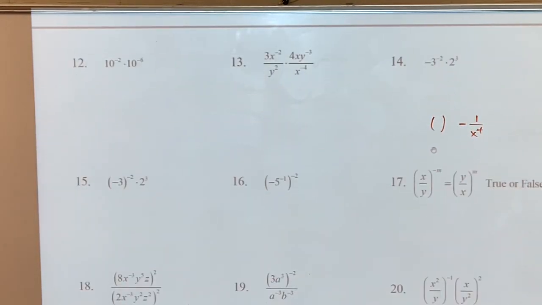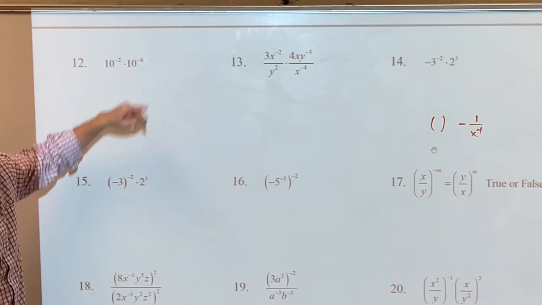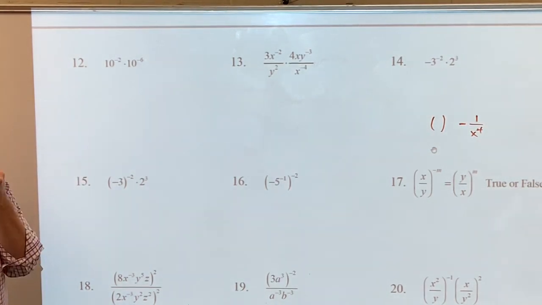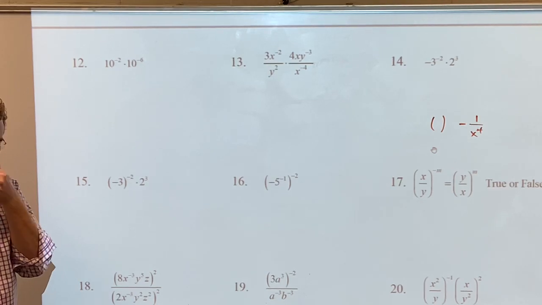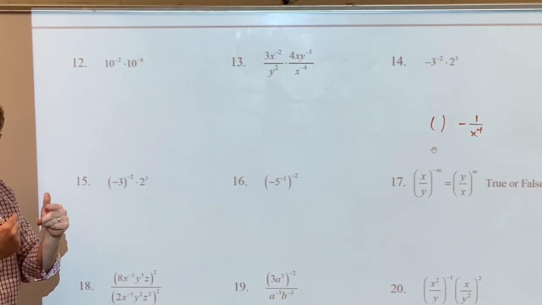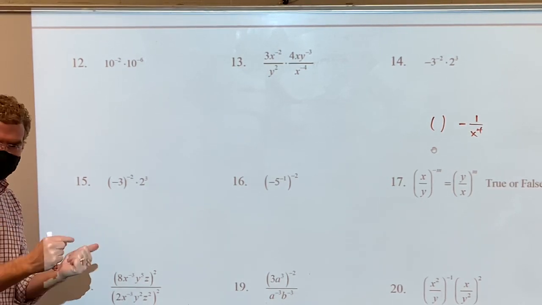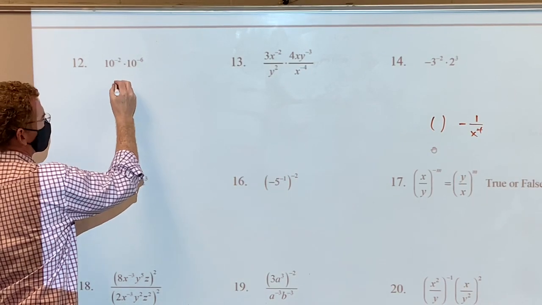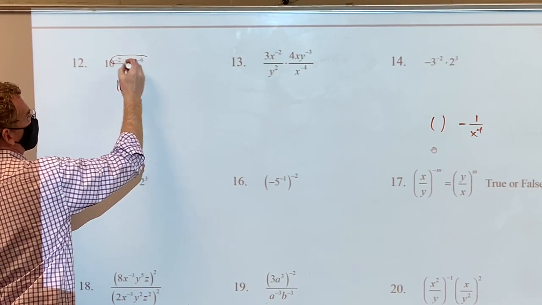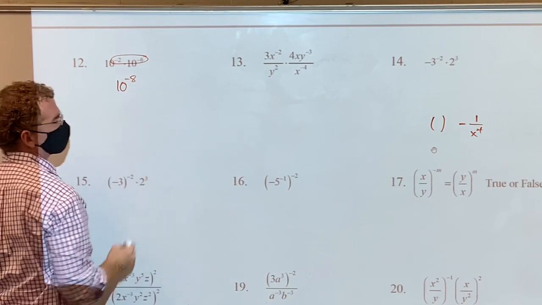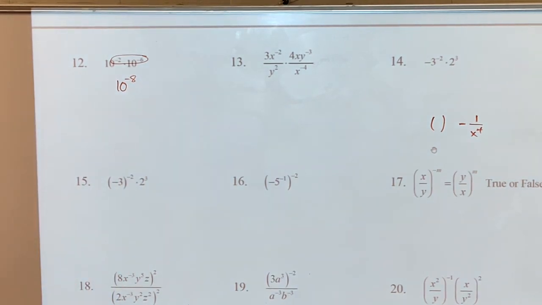All right, what about 12? 10 to the negative 2 times 10 to the negative 6. What do our rules tell me? So how do I multiply like bases? Keep the base. Keep the base. Don't make it 100. Keep the base, add the exponents. 10 to the negative 8. And that kind of stuff sometimes shows up when you're dealing with scientific notation.